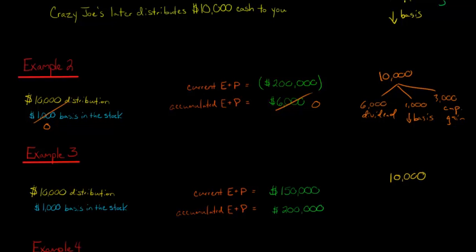We're first going to look to current E&P. Current E&P is $150,000, and so what's going to happen is that is going to go to $140,000, and then this entire $10,000 is going to be a dividend.